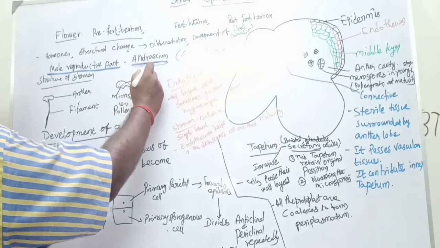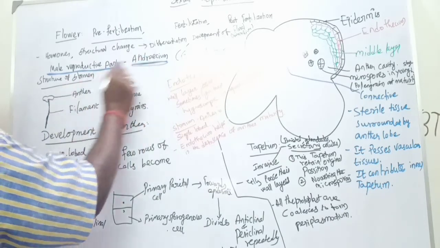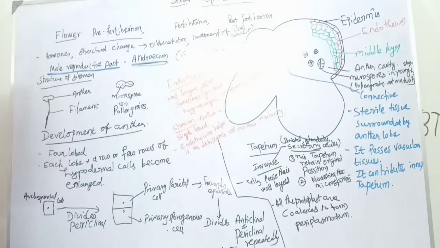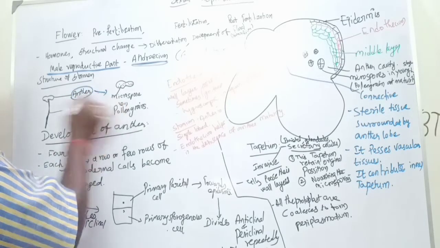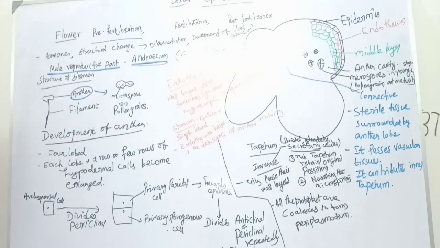The Androecium consists of a group of stamens. The individual stamen contains filament and anther. The anther contains microspores or pollen grains. How does the anther develop? That is the development of the anther. The anther is a four-lobed structure.